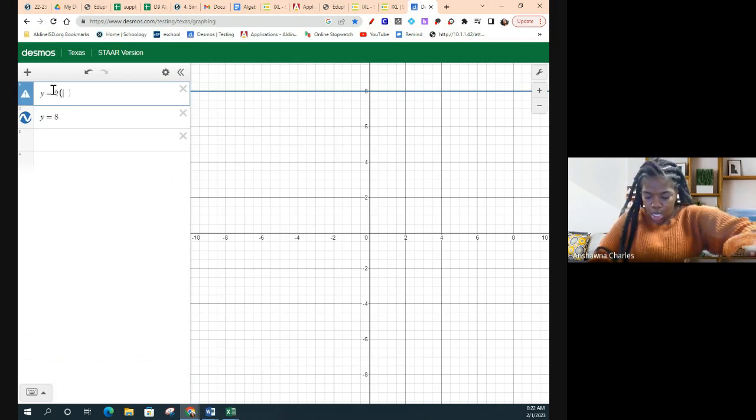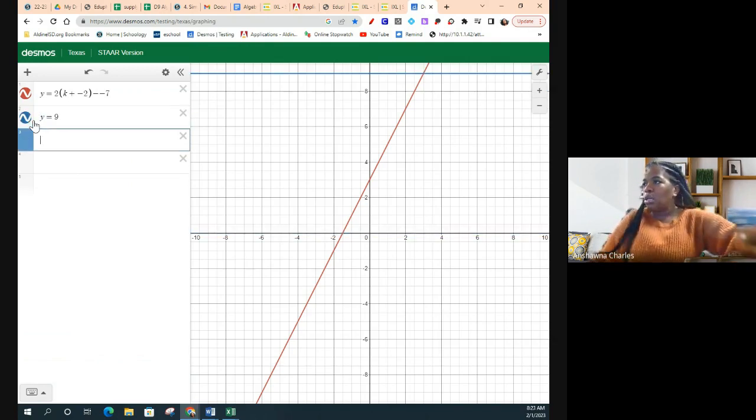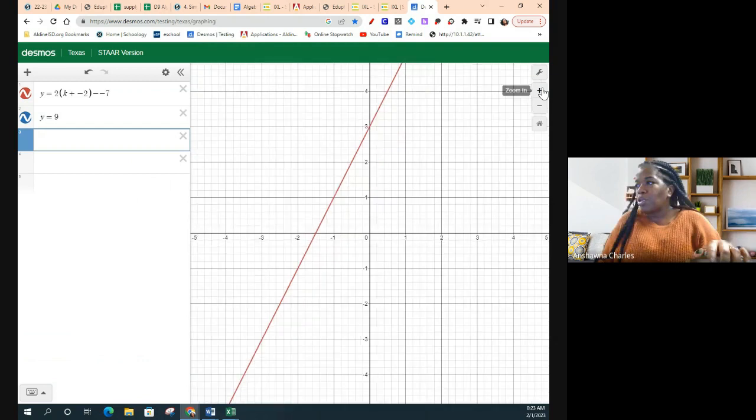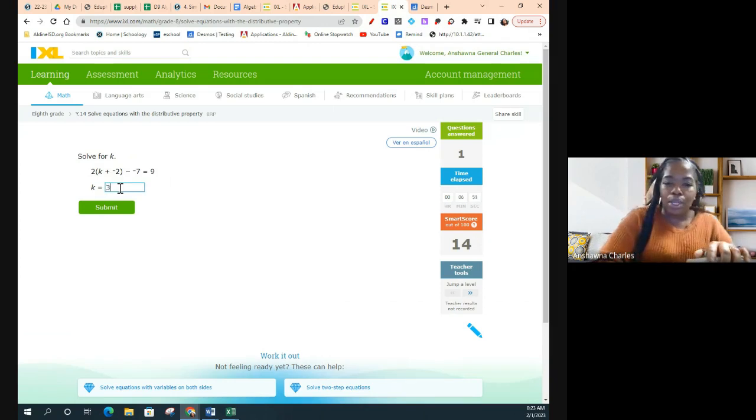2 parentheses k plus negative 2 minus negative 7. And then y equals 9. I look for where they intersect. Remember, you can zoom in, zoom out. Look for their intersection. And they intersect at 3, 9. So then my answer would be 3.